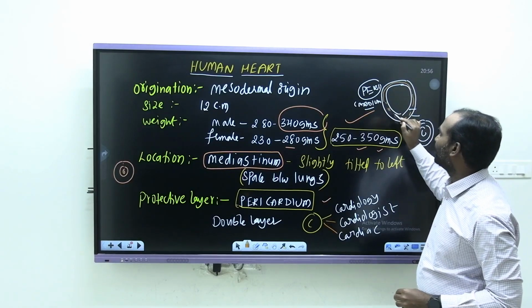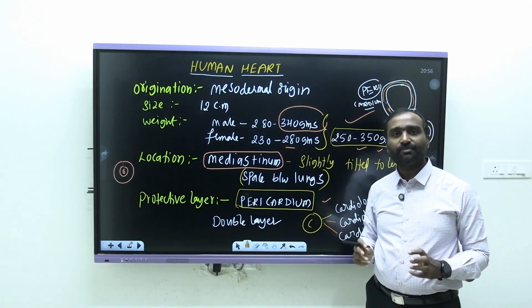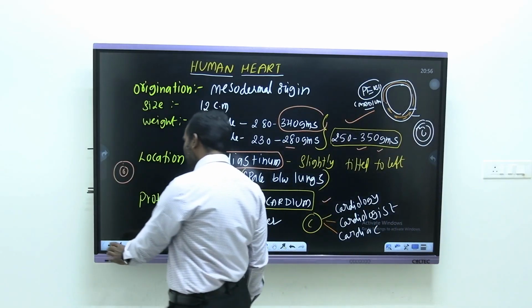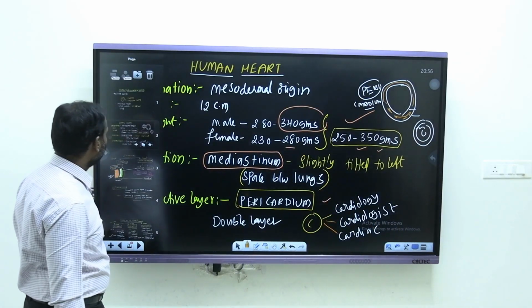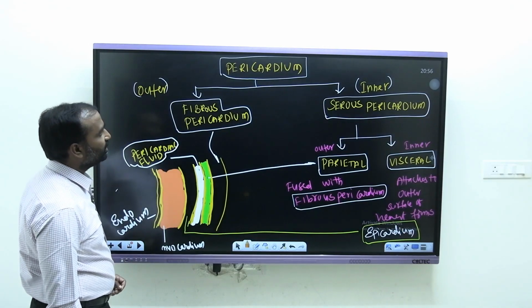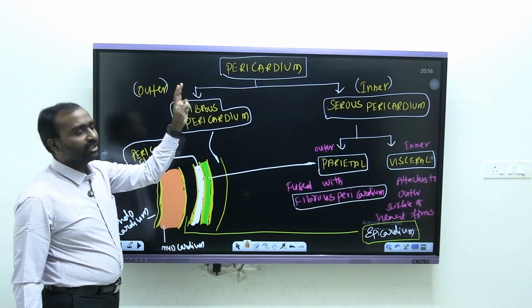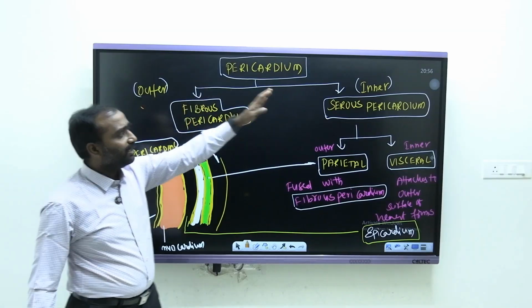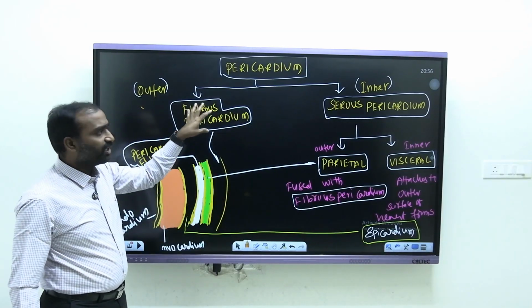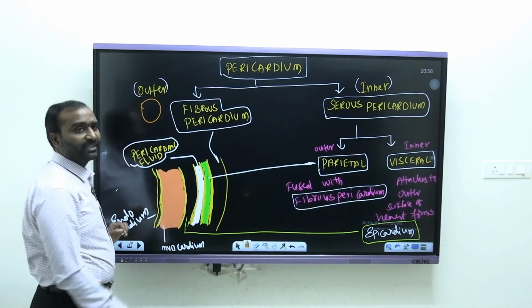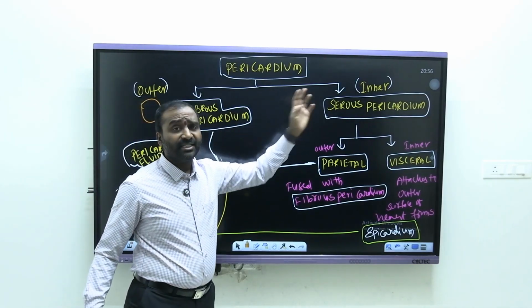Pericardial fluid. A fluid which flows or is present between the 2 layers of the heart. It is nothing but what? Pericardial fluid. Okay, then how is the pericardium? If you check it out, the pericardium will have 2 layers, as I have mentioned, outer and inner. Then what is the outer one? Fibrous pericardium. Outer one is what? Fibrous pericardium, and inner one is serous pericardium.